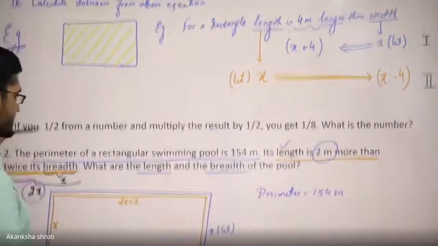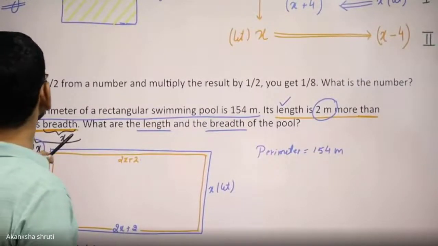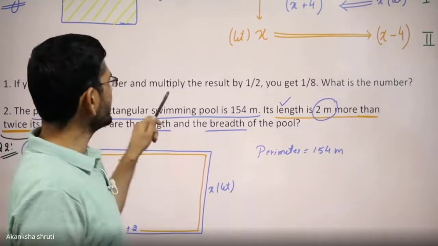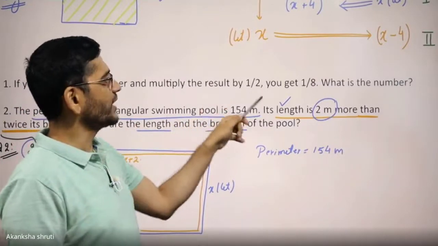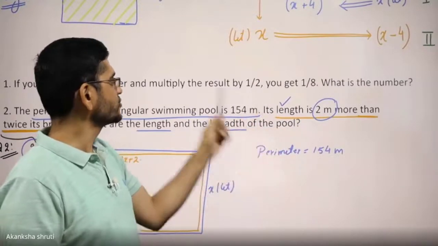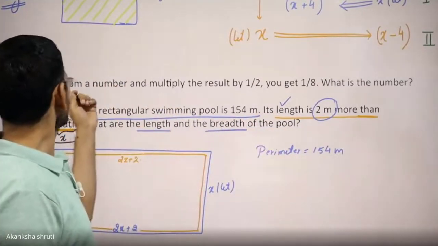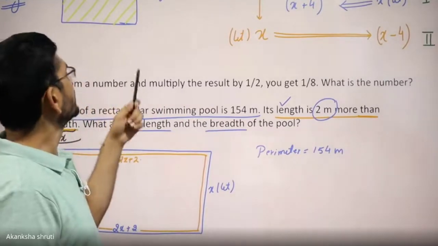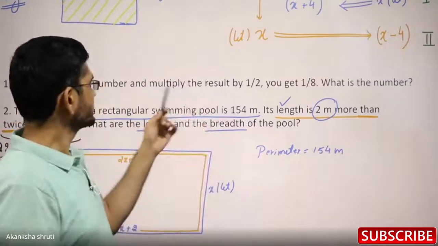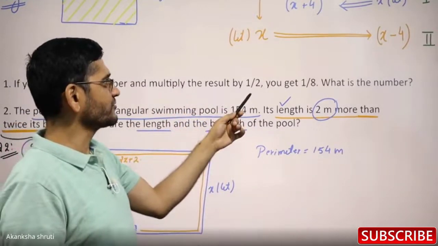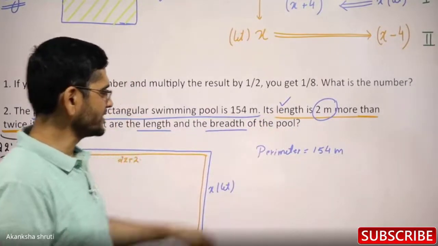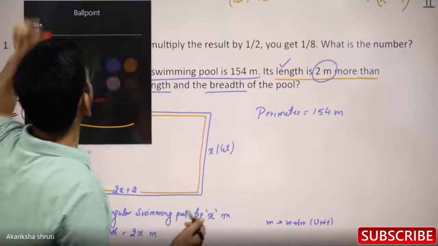For example, last time I had explained this question: if you subtract 1 by 2 from the number and multiply the result by 1 by 2, you will get 1 by 8. This means you assume the number as x, then subtract 1 by 2 from that x, and the result is multiplied by 1 by 2 and equated to 1 by 8. Thus the equation was found like this.